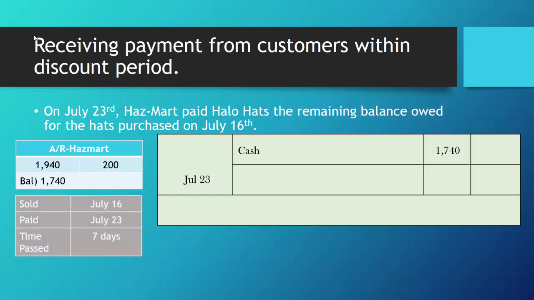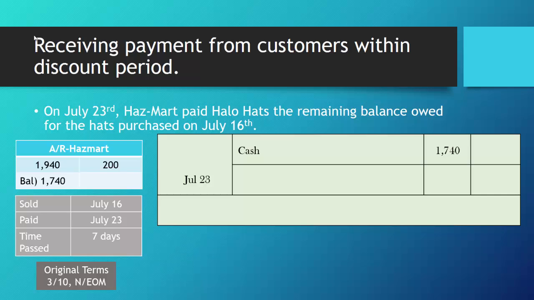We sold this inventory on July 16th. We are receiving payment from Hazmart on July 23rd. That means 7 days have passed. And since the original terms were $310 net end of month, they are paying within the discount period. But we were conservative to start with. We assumed that they were going to get that discount. So the discount has already been factored into this transaction on our books.